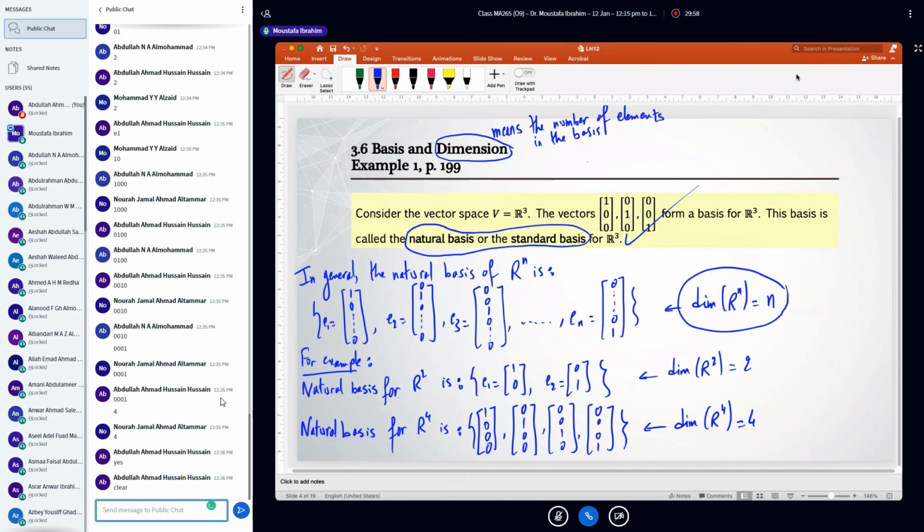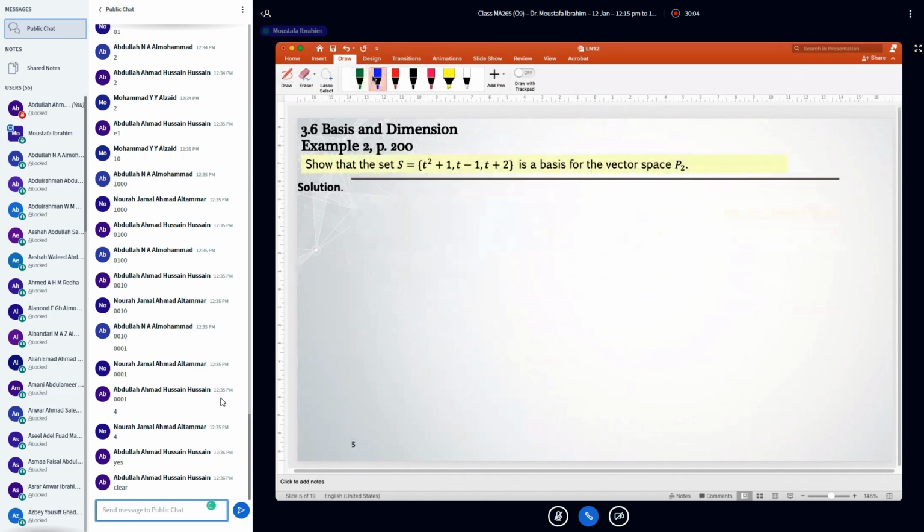Now let's see some polynomials. Always we take vectors and we take polynomials. So here, example 2 from the textbook, page 200, we have a set of 3 polynomials. So here we have p1 of t, p2 of t, and p3 of t. So we have 3 vectors. We want to show that these polynomials form a basis for the vector space P2.